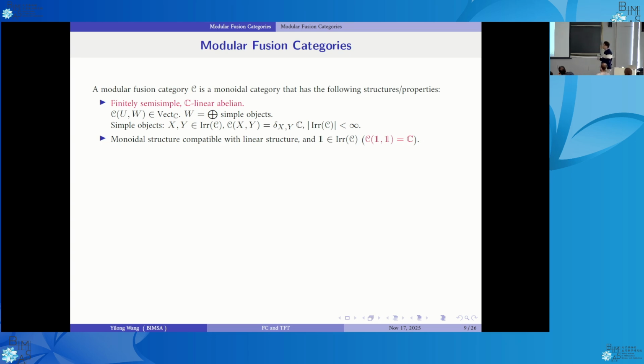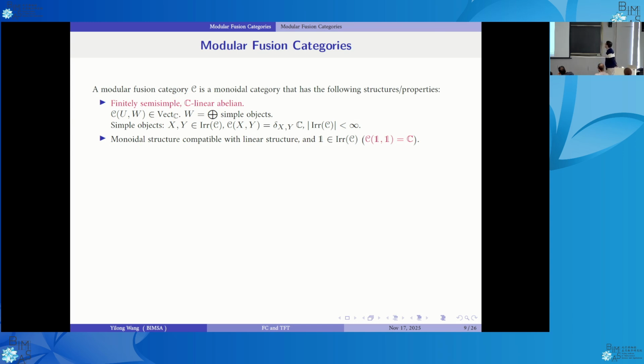First of all, we want some linearity because we want to represent the cobordism category to the category of vector spaces. So we want this category to be finite, semi-simple, say linear abelian. That means morphisms between objects are vector spaces, and every object can be written in a suitable way as a direct sum of simple objects. Okay? And for simple objects, we have Schur's lemma. That means the Hom space is at most one-dimensional. And this finite means we want the number of simple objects to be finite. And of course, the monoidal structure has to be compatible with the linear structure.